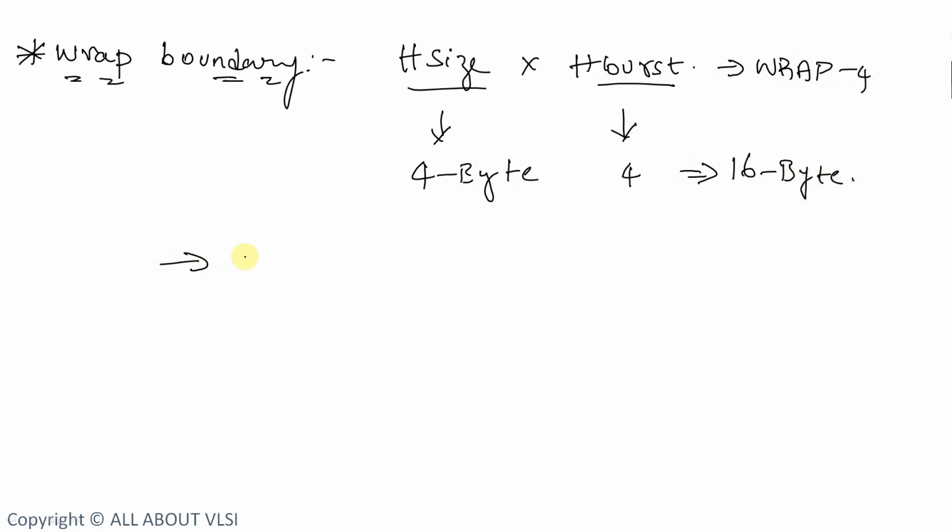Now let's say our HSIZE is constant, we are maintaining it as 4 bytes, and our HBURST is WRAP8. Then 4 into 8 is 32 bytes, so we have a 32 byte WRAP boundary. What do we mean by WRAP boundary and what are we calculating? If you haven't watched the previous sessions, I recommend you to watch the WRAP boundary and WRAP address calculation videos. You will get a clear idea of what we are discussing here.